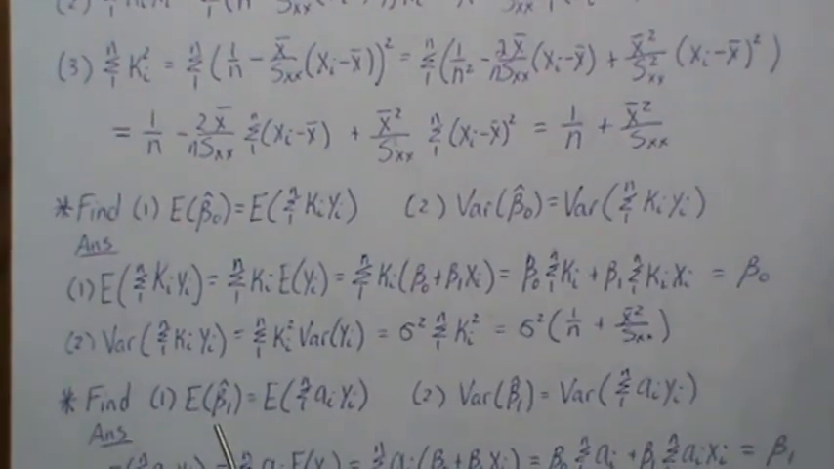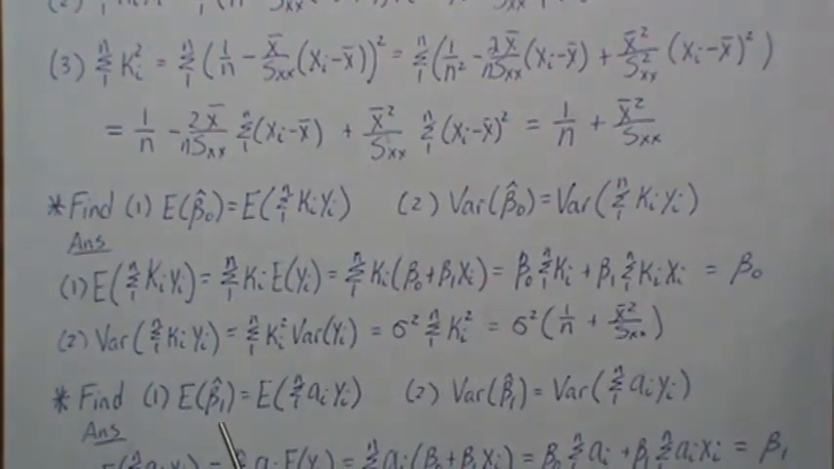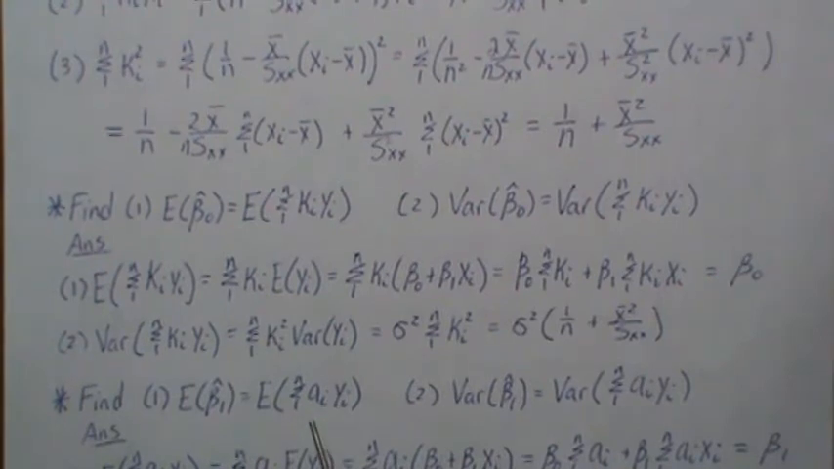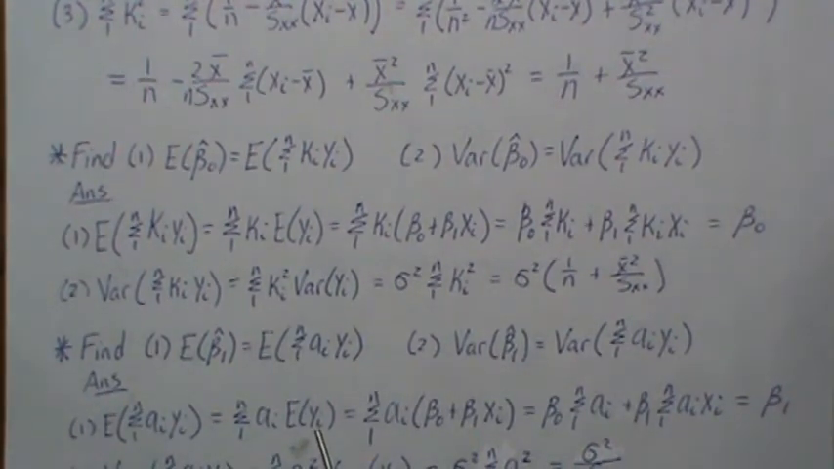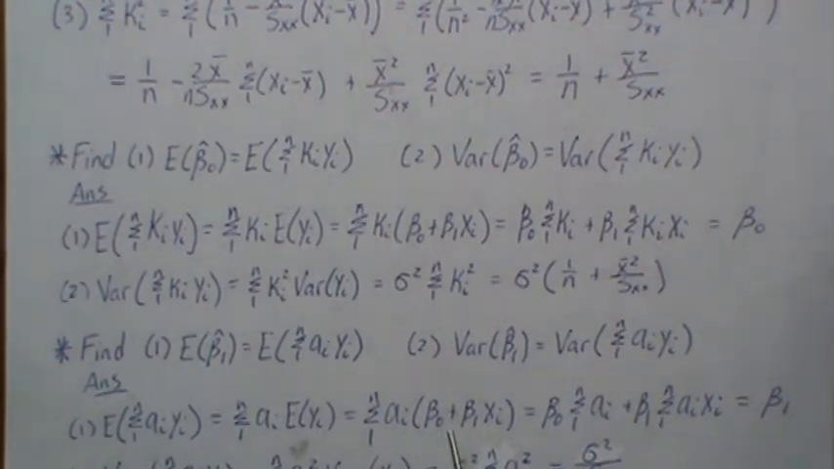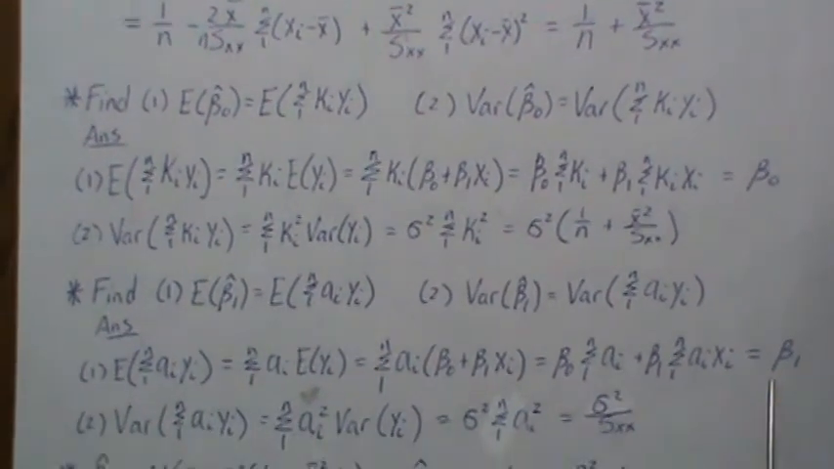So the expected value of the least squares estimate for beta 1 in linear form is this. The variance, of course, we're going to take it in this term. So the expected value comes in. The expected value is the line. We distribute. This is 0. This was 1. We're left with beta 1.